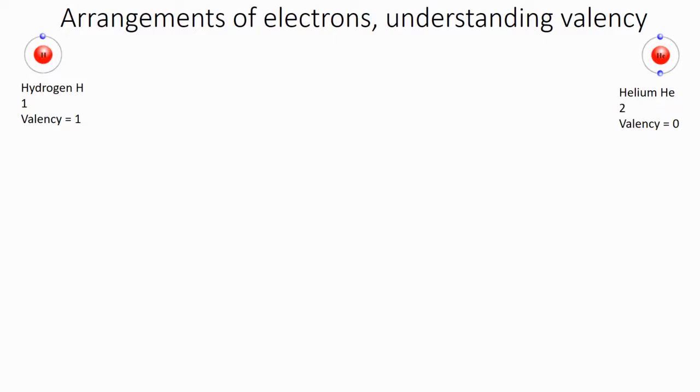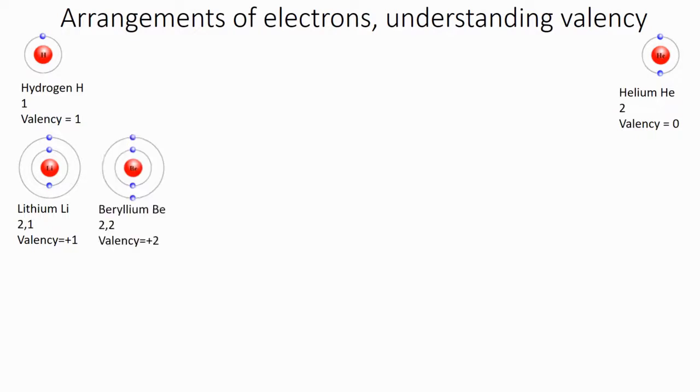For the next electron to enter, it has to enter in the second shell. So we have lithium, whose electronic configuration is 2, 1. Therefore, it has one electron in its valence shell. Therefore, its valency is 1. Then we have beryllium, whose electronic configuration is 2, 2. It can give away 2 electrons.